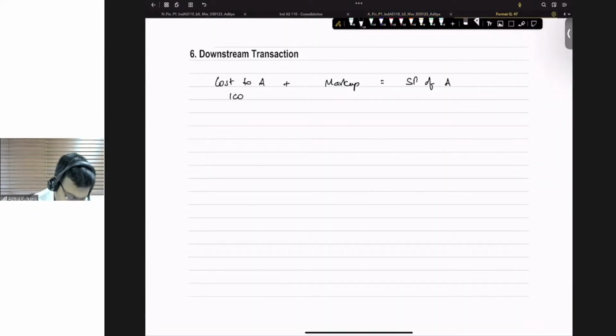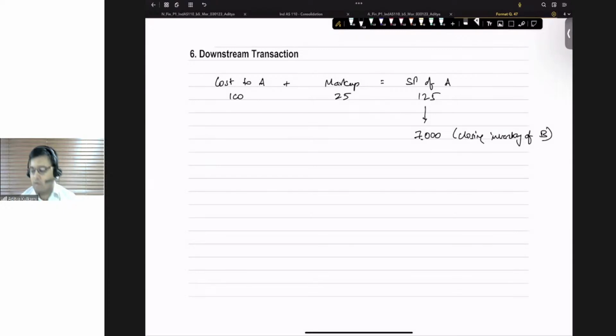Not given. 100. Markup is 25. Selling price would be 125. Out of 9,000, 7,000 is in the closing inventory of B. Closing inventory of B, 7,000. Therefore, unrealized profit is equal to 7,000 into 25 by 125. That is 1,400.